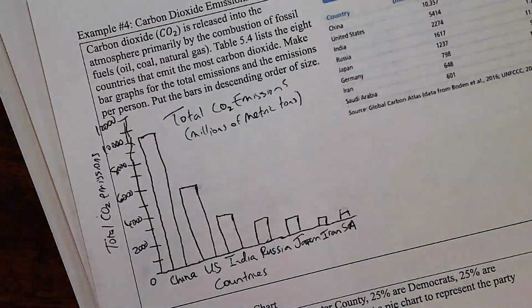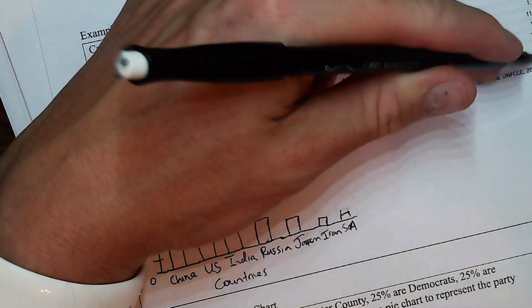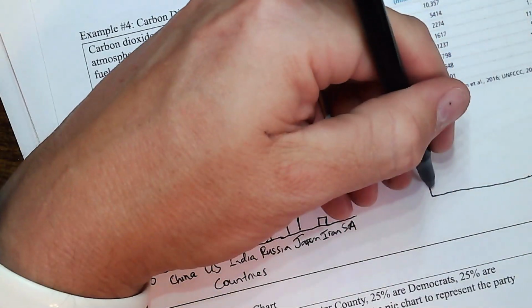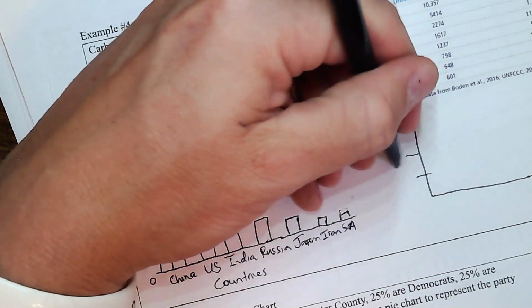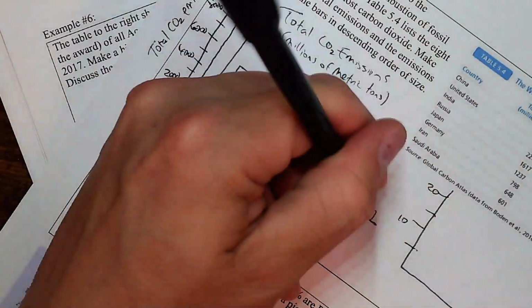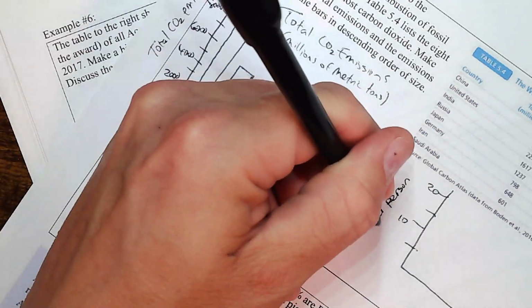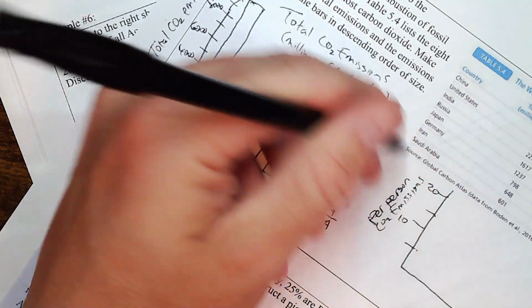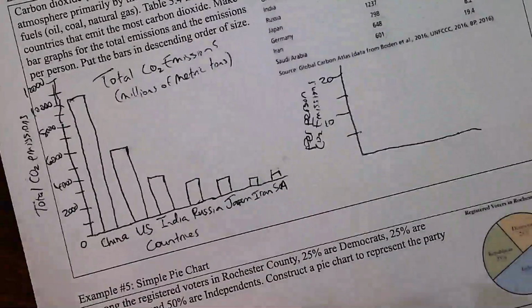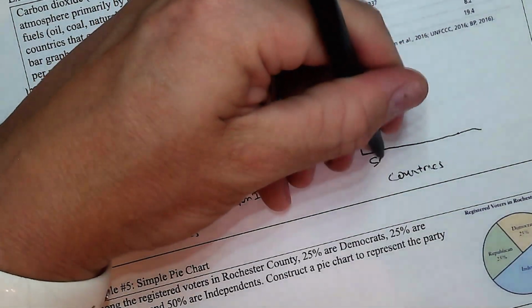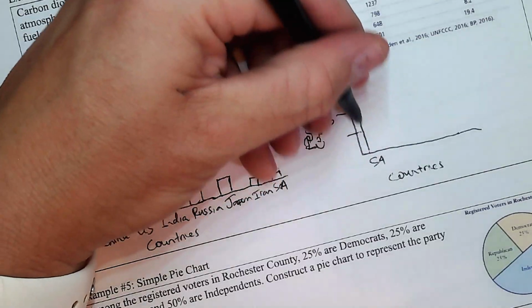All right. Now we're gonna do bar graph for the per person. So this time we're going to go up to, let's go up to 20 this time. So our highest is 19.4. So 20, we'll go by fives, label the tens. My y-axis will be per person CO2 emissions. Okay, and then our x-axis will be our countries. Okay, so it'll be 19.4. So Saudi Arabia is 19.4.